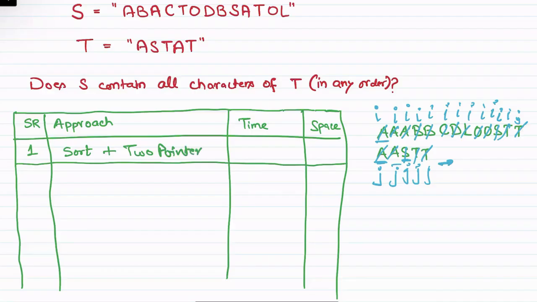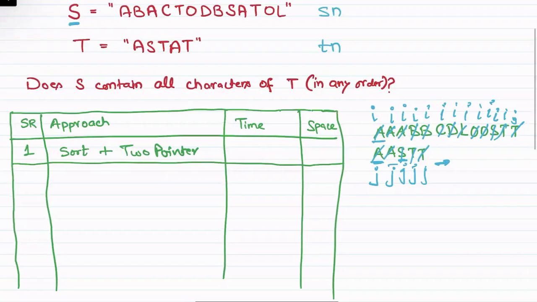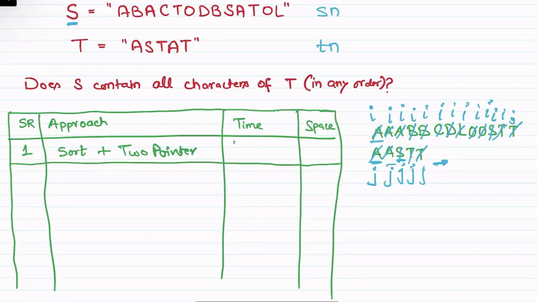If we go with this idea, and assume the first string is of length Sn and the second string is of length Tn, then first, we are assuming this string is a character array and it is mutable, and we are doing the analysis with that. If we sort the first string, the time complexity will become Sn log Sn. If we sort the second string, it becomes Tn log Tn. And after that, when we are traversing both the strings, that will be Sn plus Tn.